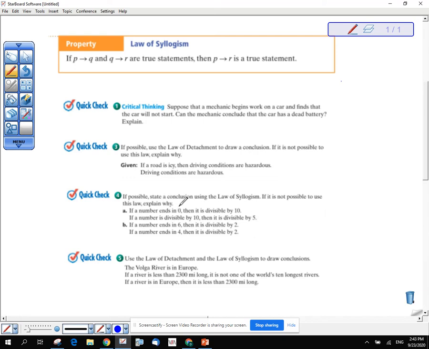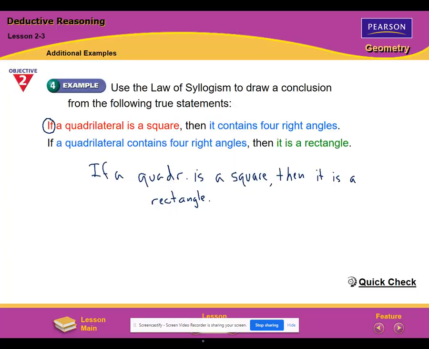So what we're going to do is put them together, and we're going to go, if this, and I'm just going to, for time purposes, do that, then this. If a number ends in 0, then it is divisible by 5. True statement. Okay, last example.